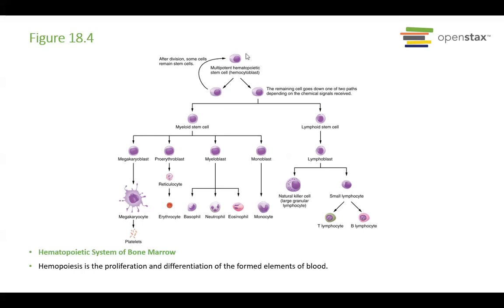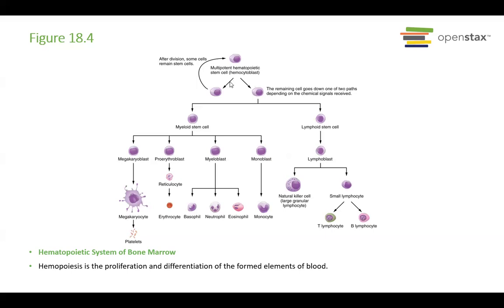So if you see here, after the division, some cells remain stem cells, but you have your multipotent hematopoietic stem cells. These are the hemocytoblasts. These are the cells that begin the division to give us our myeloid and lymphoid lineages. You have to appreciate that the remaining cell goes down one of the two paths depending on the cytokines. So we have a multipotent hematopoietic stem cell.